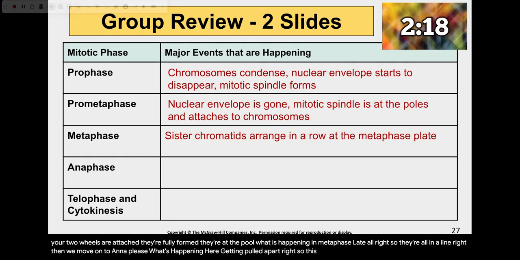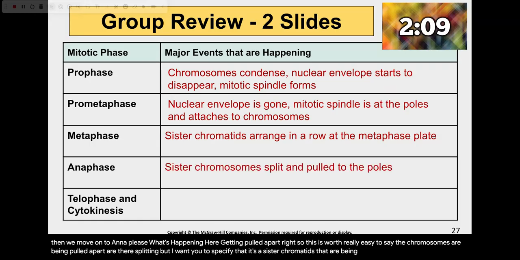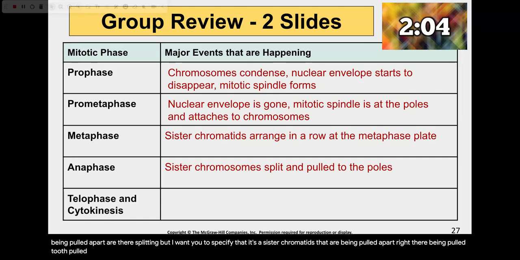All right, so this is where it's really easy to say the chromosomes are being pulled apart or they're splitting. But I want you to specify that it's the sister chromatids that are being pulled apart. All right, they're being pulled to the poles. All right, and telophase and cytokinesis, what is happening here?